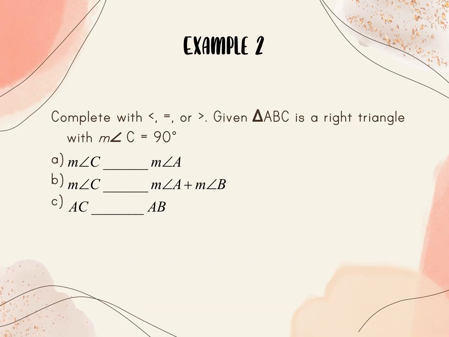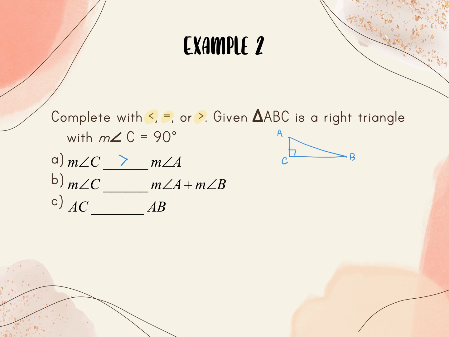So here again, we're going to apply some of the things we've learned. They want us to complete the statement with either a less than, equal to, or greater than. Okay? So given triangle ABC is a right triangle, I like to visualize by actually drawing a triangle. Angle C is the right angle, so let's say A, B, and C. And it says that angle C is less than, equal to, or greater than angle A. Well, angle C is going to be greater than any of the other two angles because it's the largest angle in the triangle.